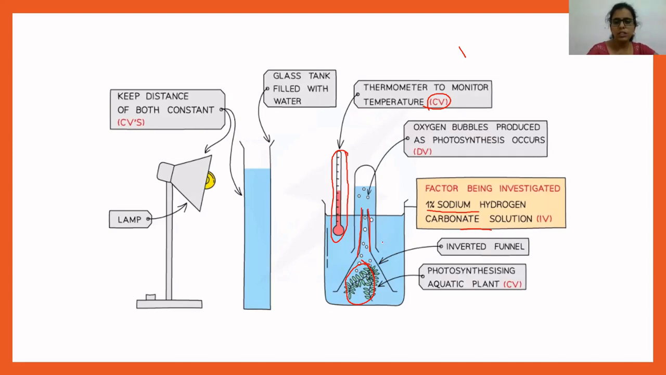You're aware that oxygen gas is liberated in the process of photosynthesis as a byproduct. In one of the previous videos we have discussed this, and we have demonstrated that oxygen gas is liberated in the process of photosynthesis. This oxygen gas is liberated in the form of oxygen bubbles, and these bubbles slowly get accumulated or collected on the top of the test tube. So remember this.